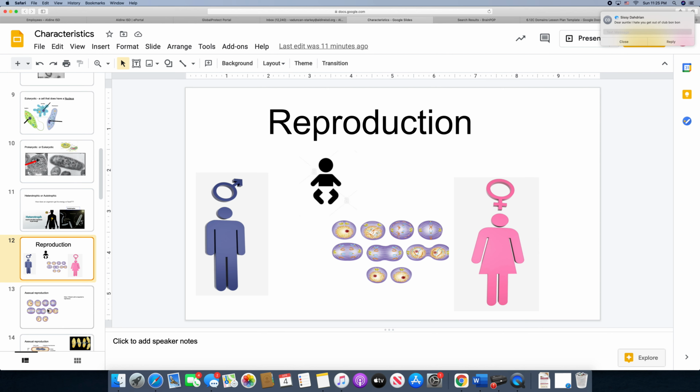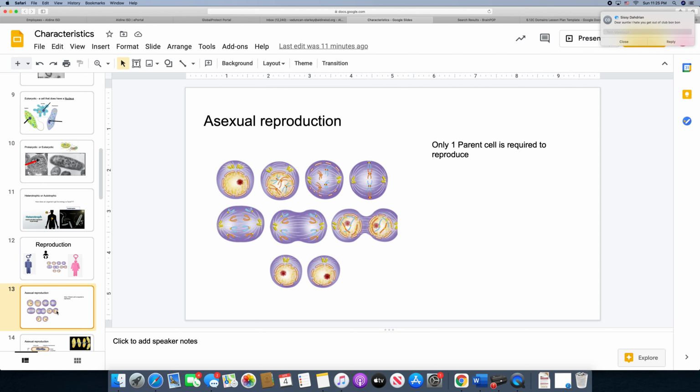So, for domains, there are two types of reproduction. The first type is asexual reproduction. This type of reproduction requires only one parent cell.